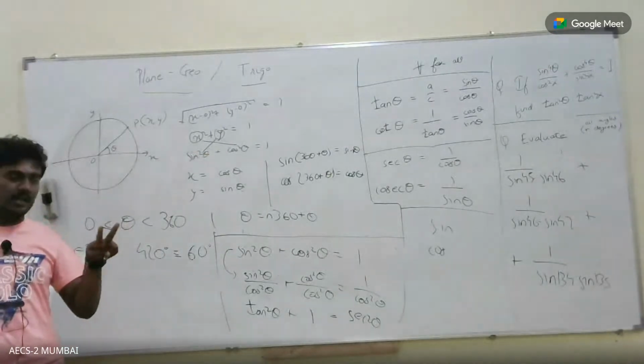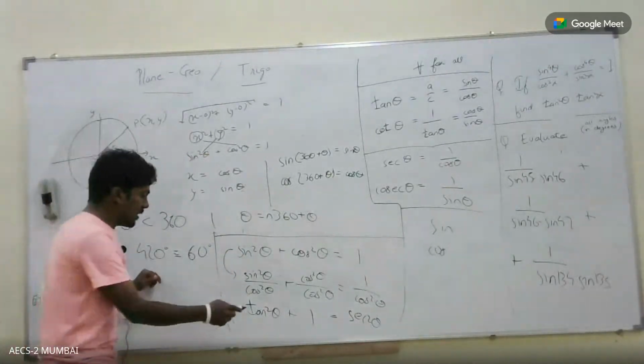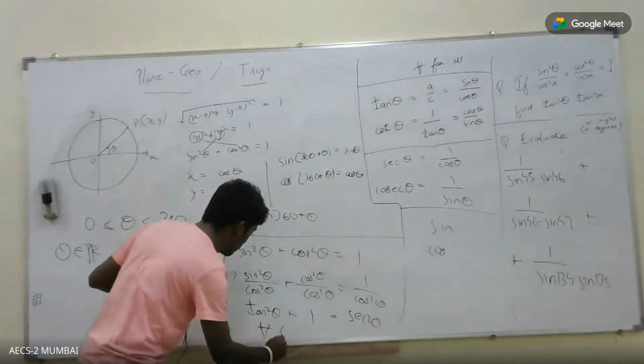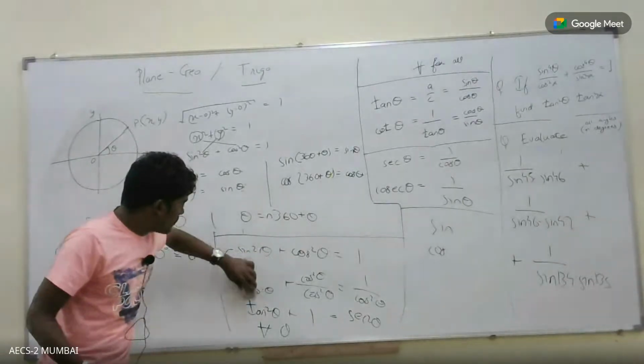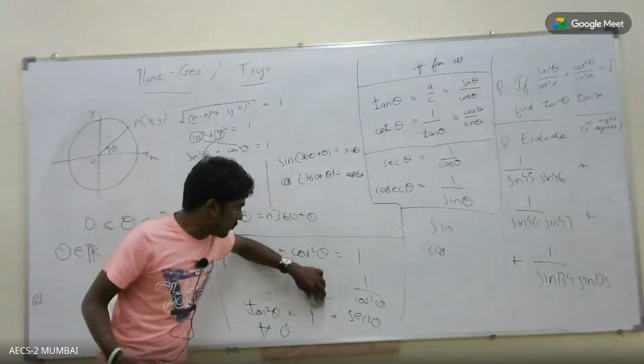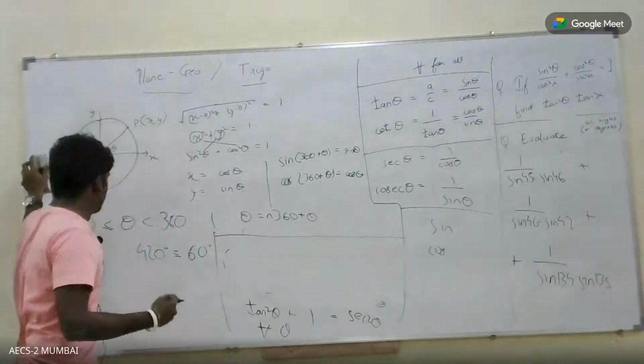This is a second identity, right? So because this is an identity, this is also an identity. So this equation is true for all theta, and that's why we call it an identity, right? And similarly, if we divide by sin square theta instead of cos square theta, we get another identity that looks like this.